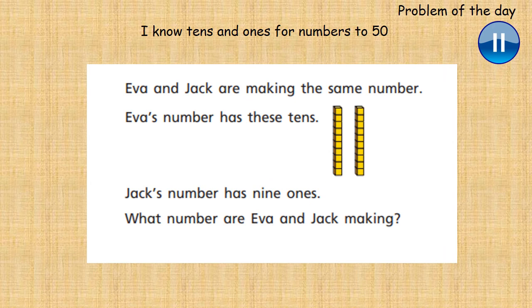Now it's time for problem of the day. I know tens and ones for numbers to 50. Eva and Jack are making the same number. Eva's number has these tens. Jack's number has 9 ones. What number are Eva and Jack making?